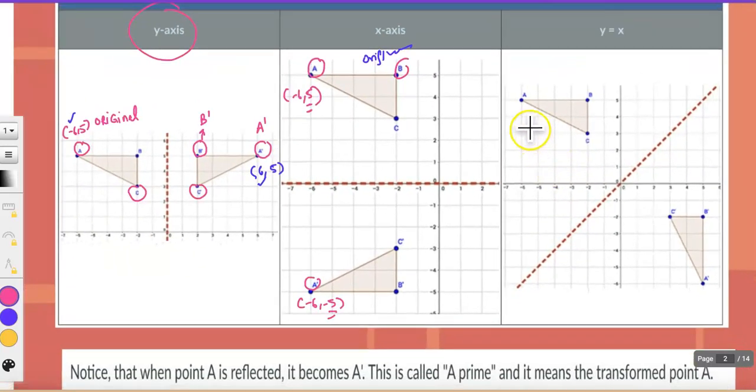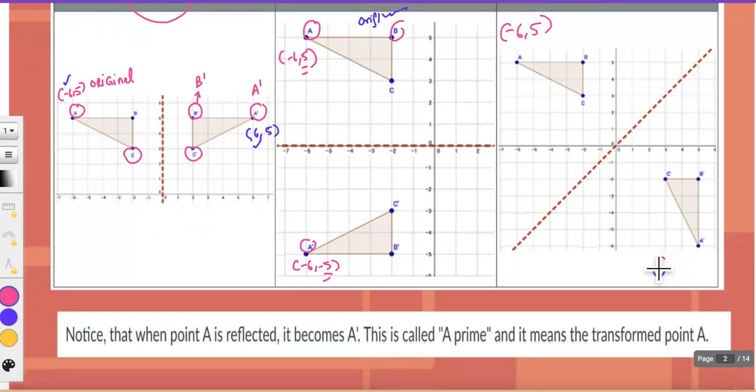What about the third one? y is equal to x. When we look at y equal to x, I will draw a slant line. This is the graph of y equal to x. So let's look at A. What are the coordinates of point A? Mine are -6, +5. And what about A prime? When we look at A prime, it is 5, -6.